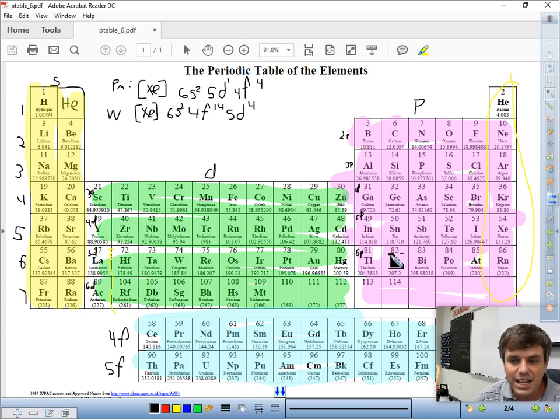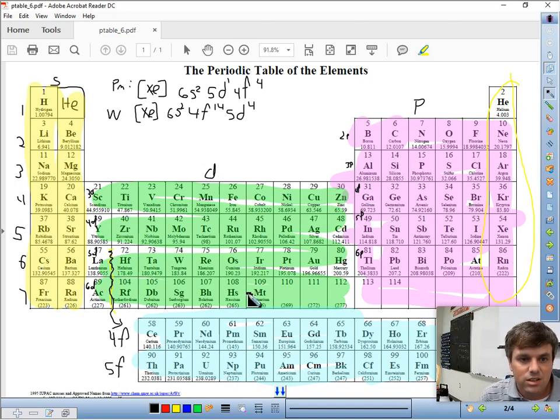Similarly, if we were doing lead, lead would be xenon 6s2, 4f14, 5d10, 6p2. Right. So don't forget about the f's when you cross this little barrier right here where you make a detour down below. Same thing happens with the bottom row, except you start with radon in square brackets.